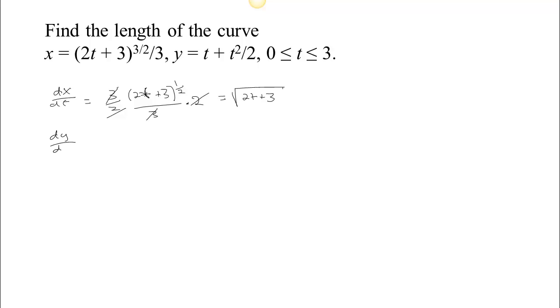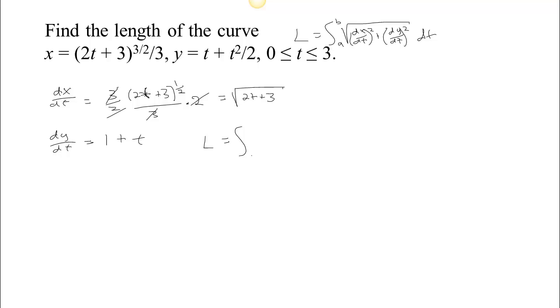Now dy/dt is 1 plus, let's see, the root of t squared over 2 would just be t. Okay, so we know that the length is going to be the integral from our starting time. Just let me write the formula up here so you can see it again. The integral from a to b of the square root of (dx/dt) squared, or x prime of t if you like Newton notation, plus (dy/dt) squared, dt.